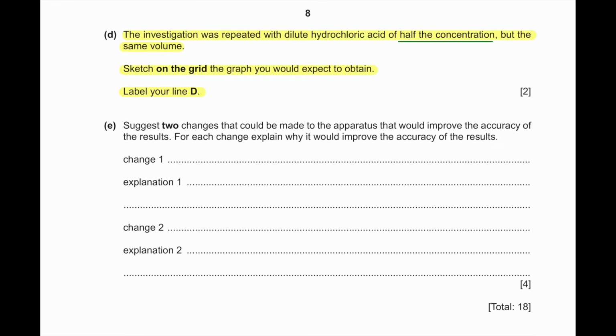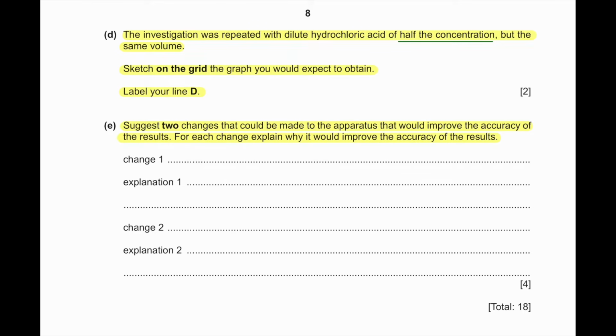Now part E. Suggest two changes that could be made to the apparatus that would improve the accuracy of the result. For each change, explain why it would improve the accuracy of the result. Because this particular experiment is one where we are finding change in temperature, we can use a polystyrene cup or a styrofoam cup, which can act as an insulator to reduce any heat gain.